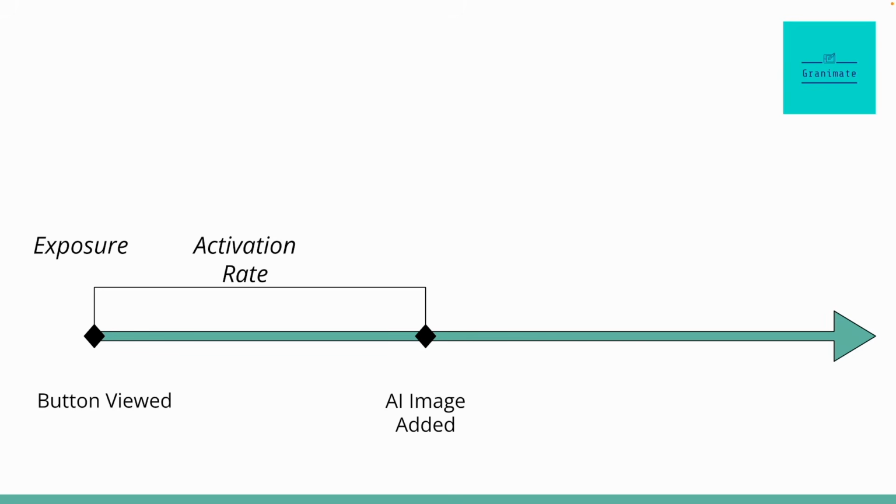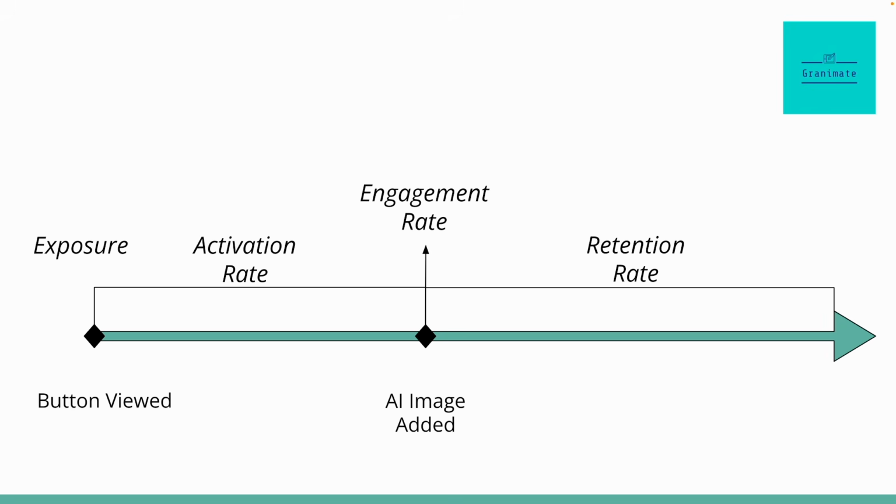Your activation rate is the portion of those exposed users who use the tool to add an AI-generated image to their animation. Engagement rate is the number of images added per person who used the tool. And your retention rate is what percentage of activated users still use this tool 90 or more days later. The focus metric is again the number of weekly active users, except here active is defined as anybody who adds an image to their animation.